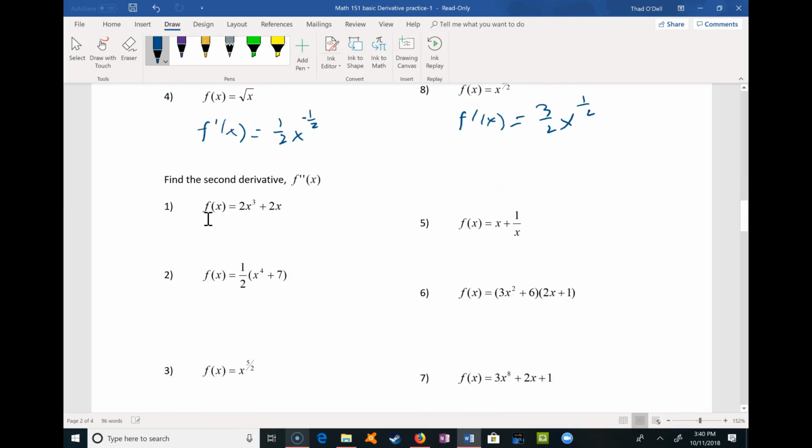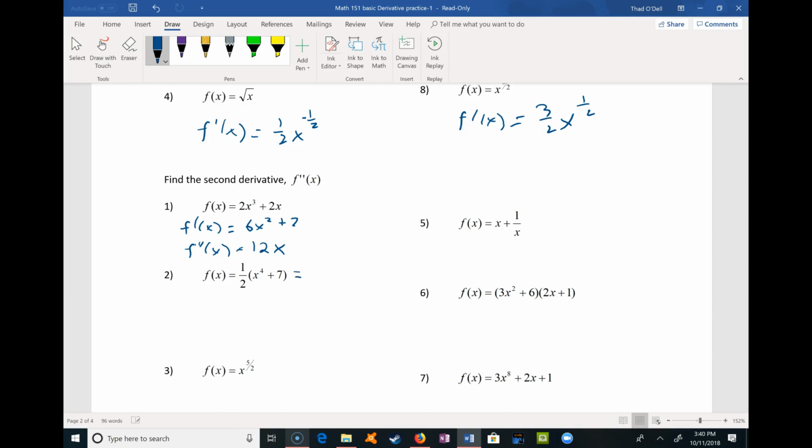Just a power rule. Okay, so this one is just take the second derivative. So I'll take the first derivative first. That gives me 6x squared plus 2. Then I take the second derivative. So in other words, I just take the derivative again. And that would be 12x. Okay.